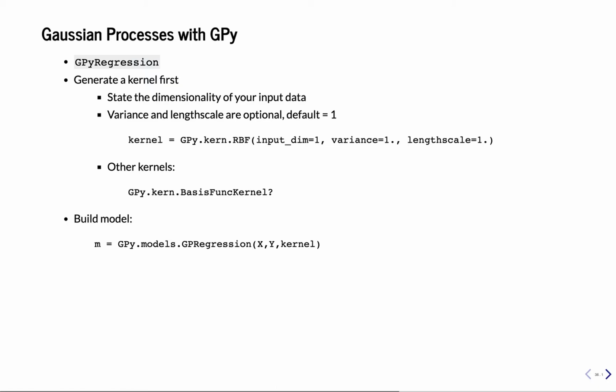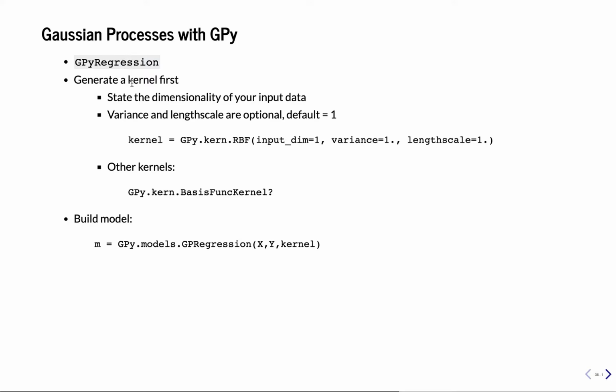Okay, so far we've seen how Gaussian processes work. Now let's see how you can implement them in practice. There's different libraries you can use for that. One of the most popular ones is called GPy, and you can use GPy regression to build Gaussian processes.